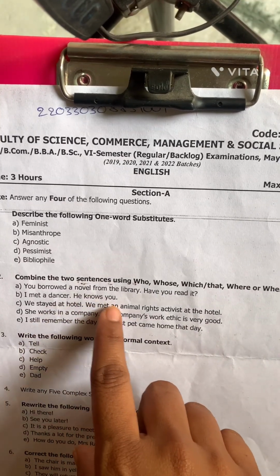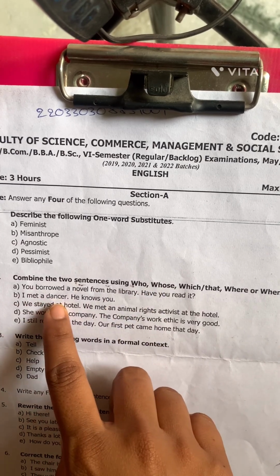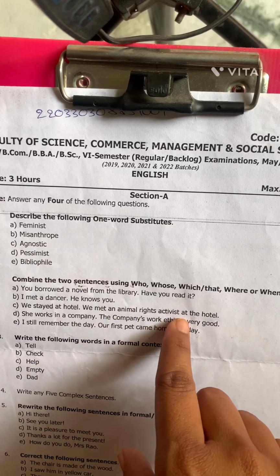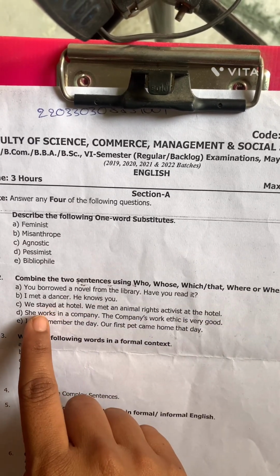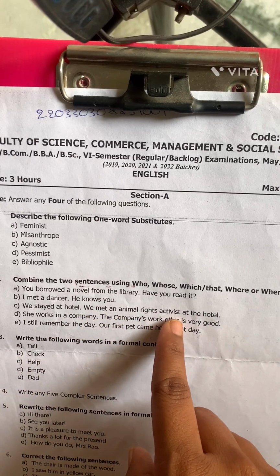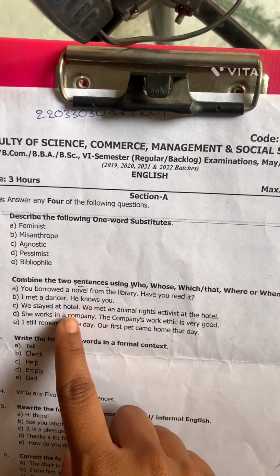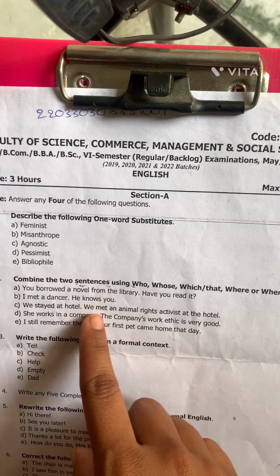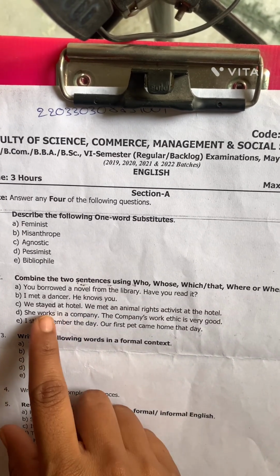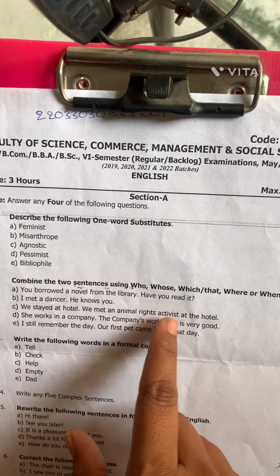Answer, who knows you, right? You have to use who. I met a dancer, who knows you. We stayed at a hotel, we met an animal rights activist at the hotel. So here you have to give answer like we stayed at hotel where we met an animal rights activist. At the hotel you don't need to write, because we don't need to repeat the same words here. Because we are writing it as one sentence, right? So we should just write we stayed at hotel where, here we have to use the word where we met an animal rights activist.